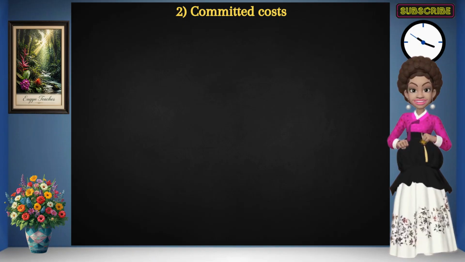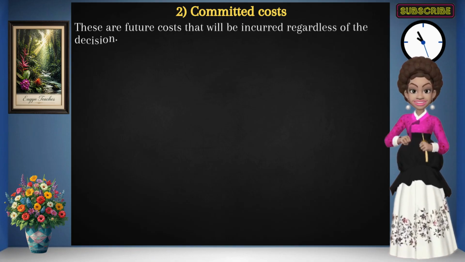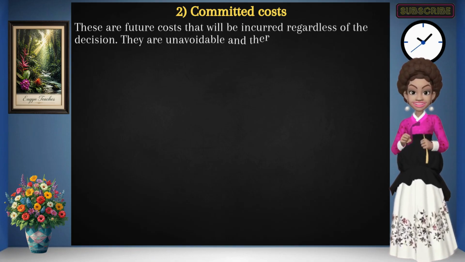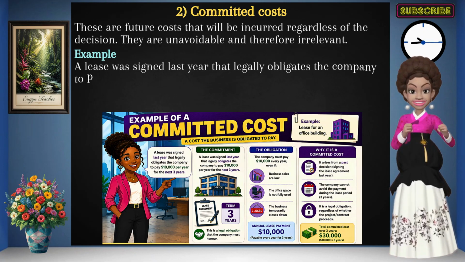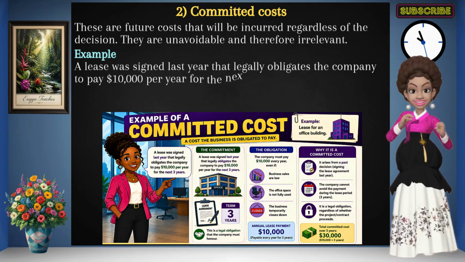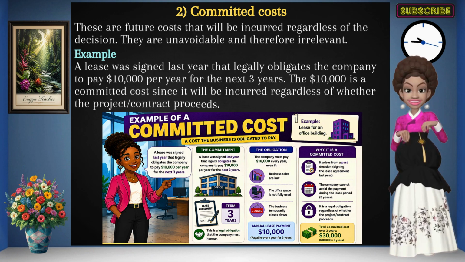2. Committed costs. These are future costs that will be incurred regardless of the decision. They are unavoidable and therefore irrelevant. Example, a lease was signed last year that legally obligates the company to pay $10,000 per year for the next 3 years. The $10,000 is a committed cost since it will be incurred regardless of whether the project or contract proceeds.